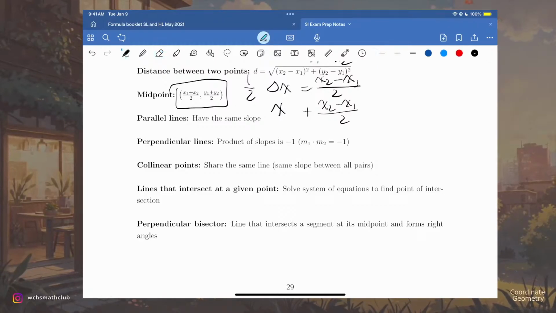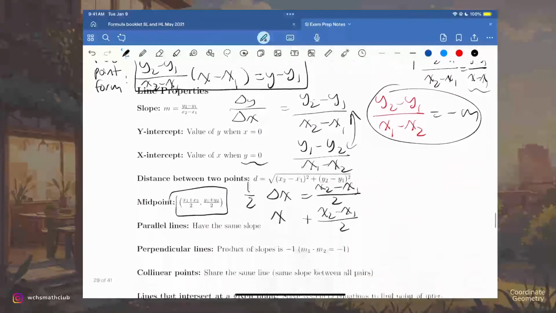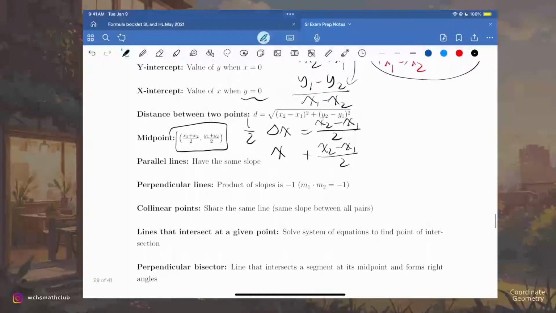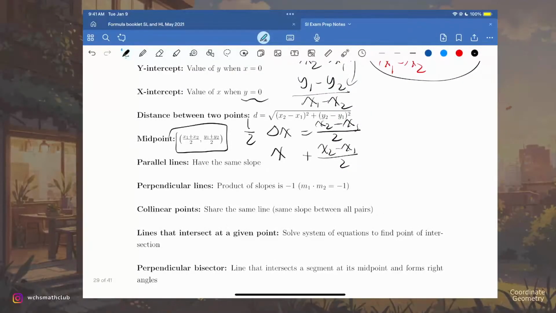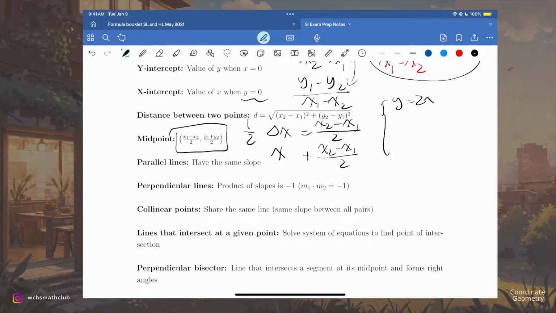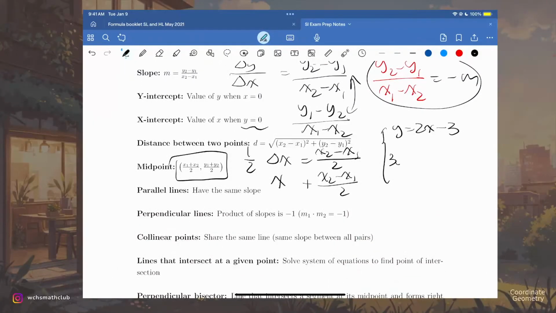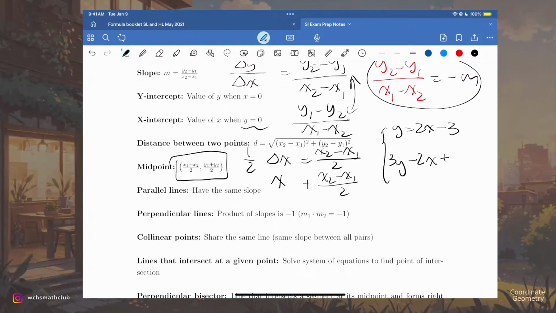Let's say we have 2 lines that are given to us in different forms because the test sucks, right? So the first line will be given in slope-intercept form. So let's say y equals 2x minus 3 is our first line. And the second line will be given to us in general form. So let's say we have 3y minus 2x plus 5 equals 0.